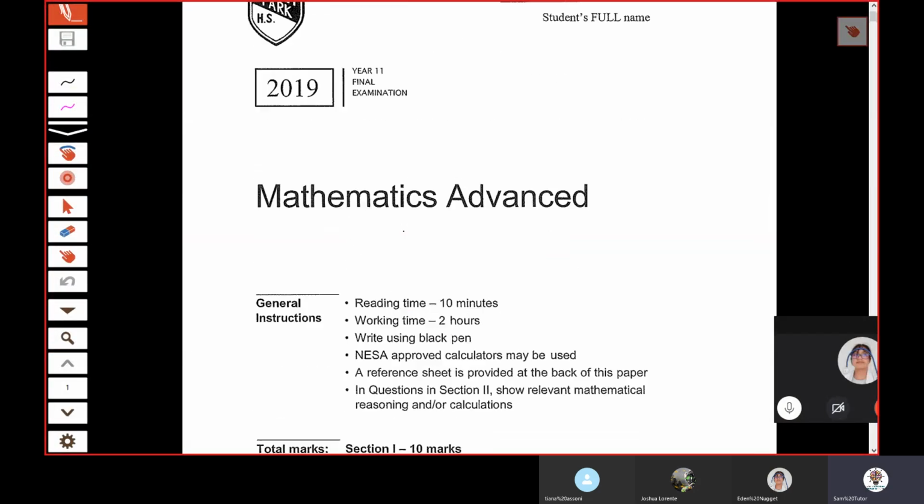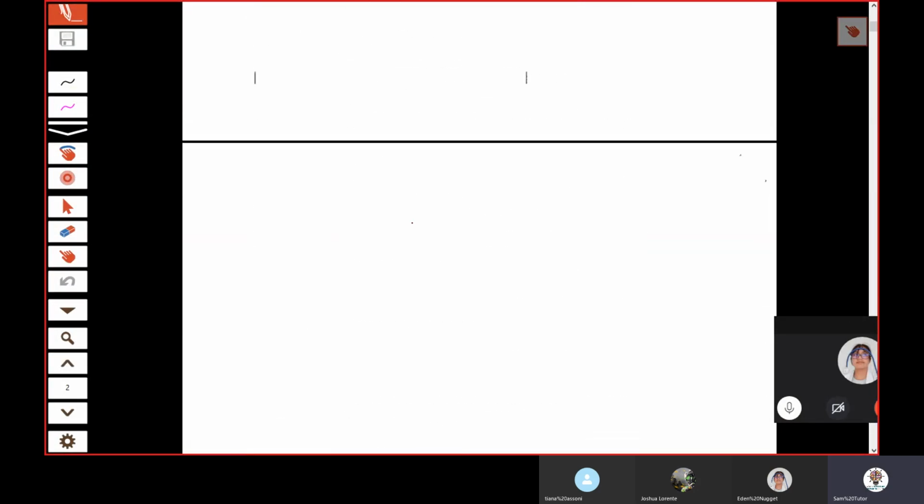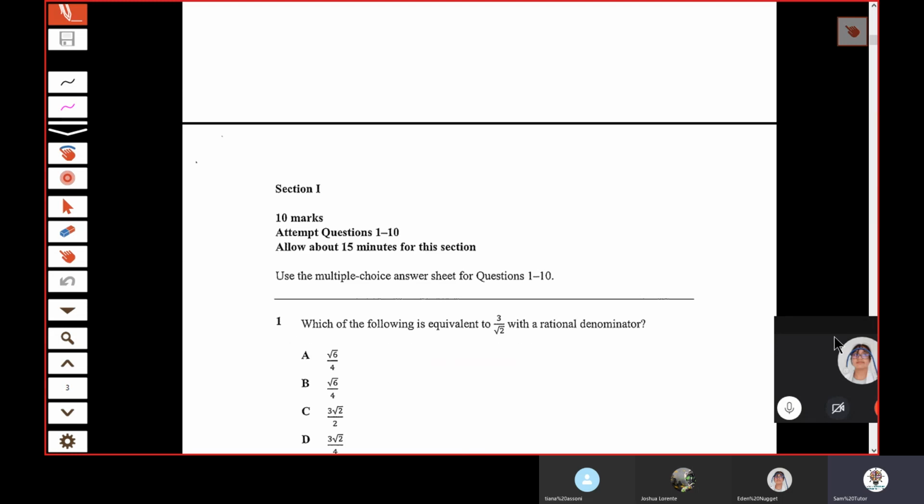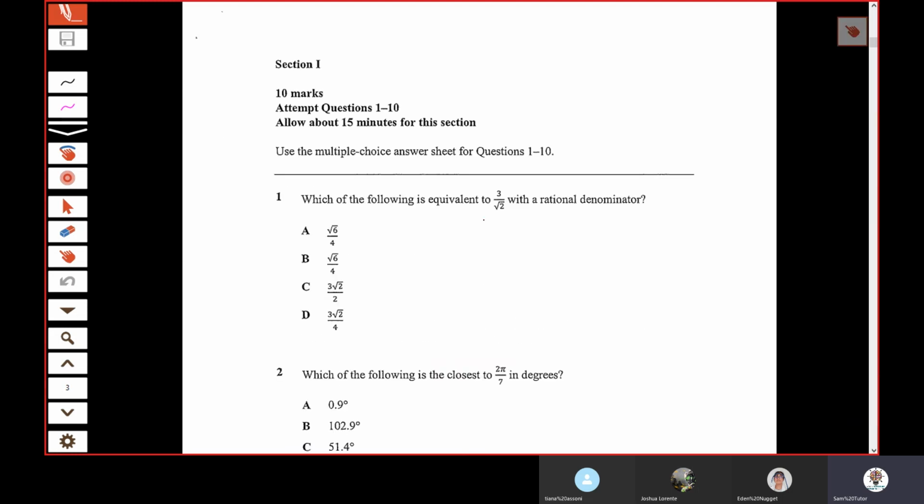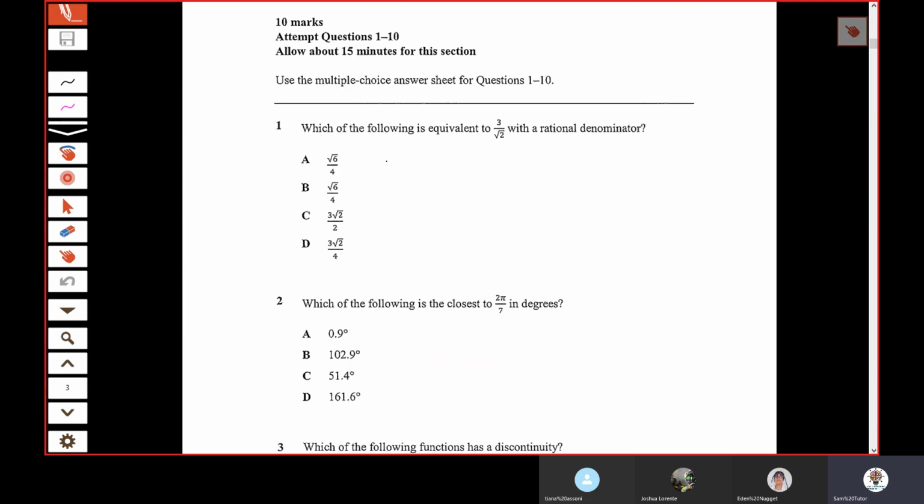So yeah, last year's paper from Bosley for the new syllabus. Okay, first one seems easy. Which of the following is equivalent to 3 root 2? You multiply top and bottom by root 2. The answer becomes 3 root 2 on 2.